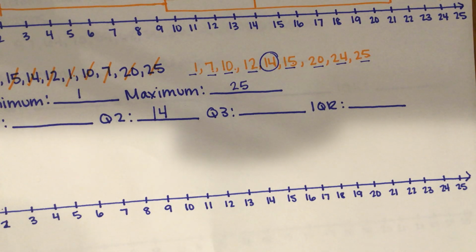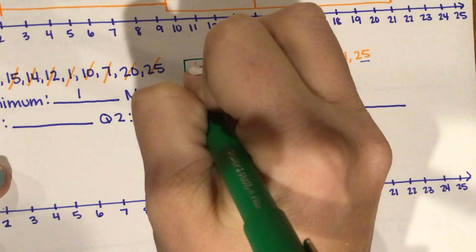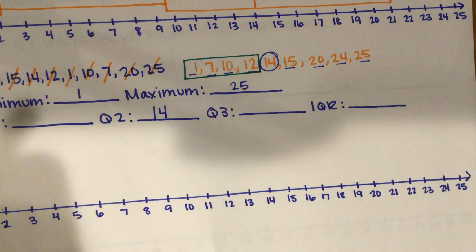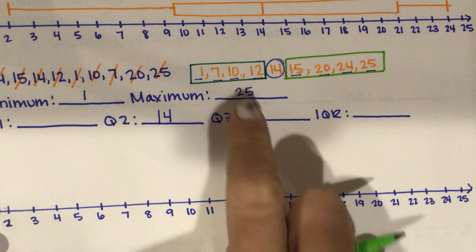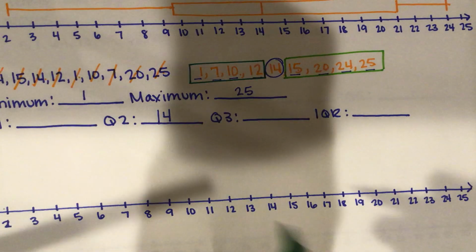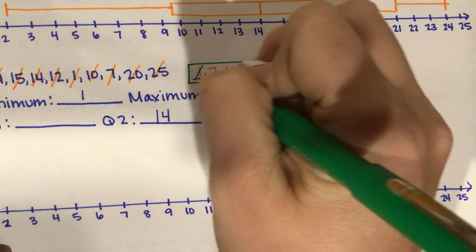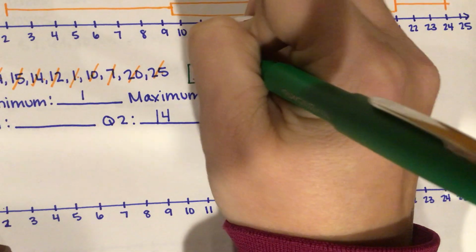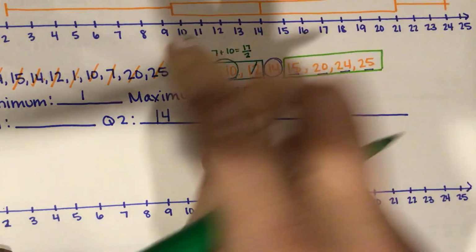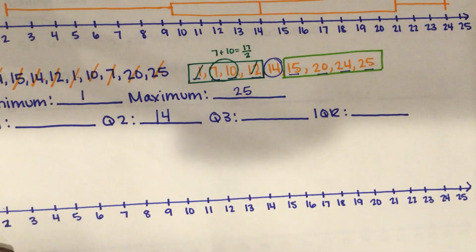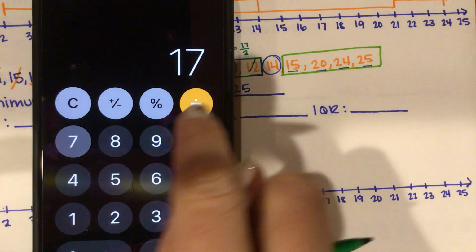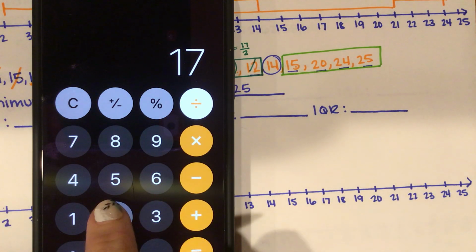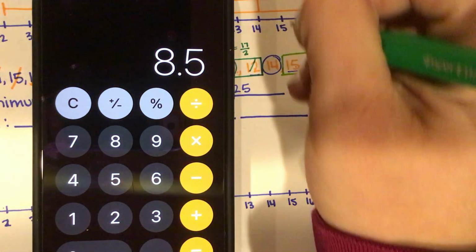Once I have that middle number, again, I can find my other quartiles. I've already found one of them. So I have my upper half and my lower half. I usually work with my lower half first, which means that I have 7 and 10. So I have 7 plus 10, which is 17. I divide it by 2. It equals 8.5.